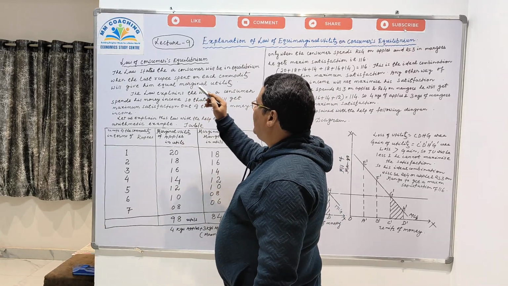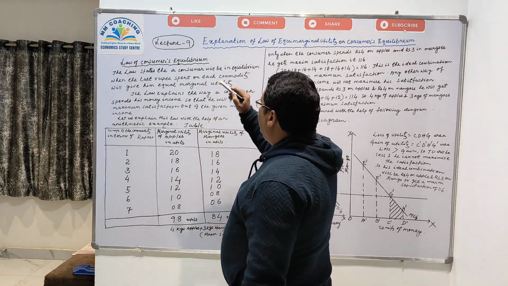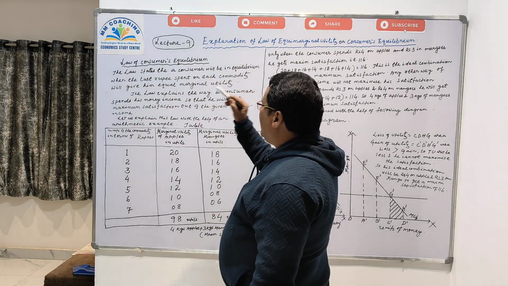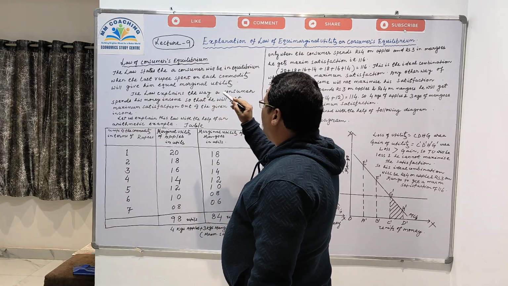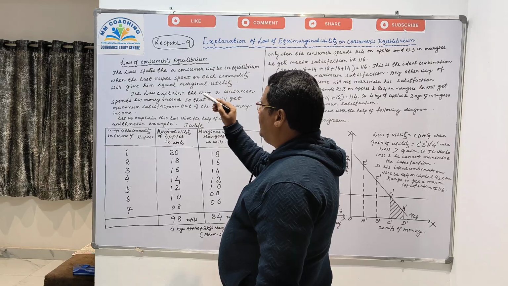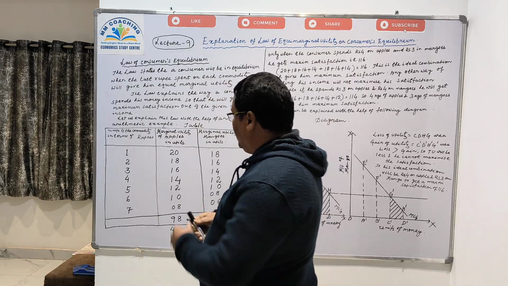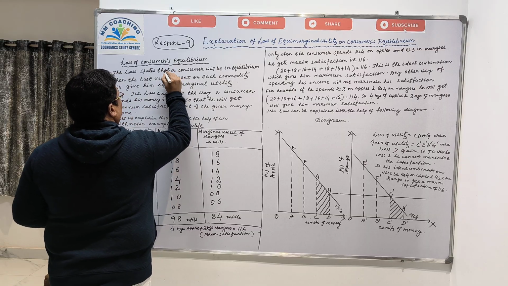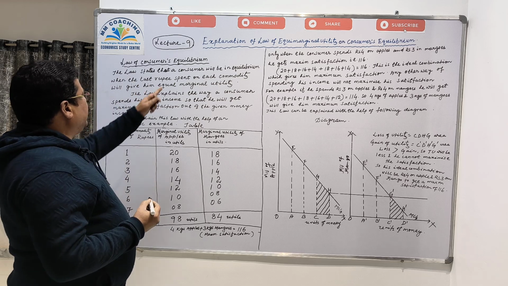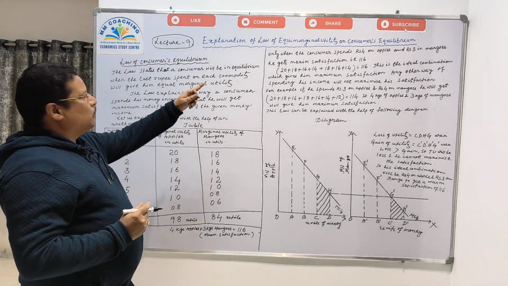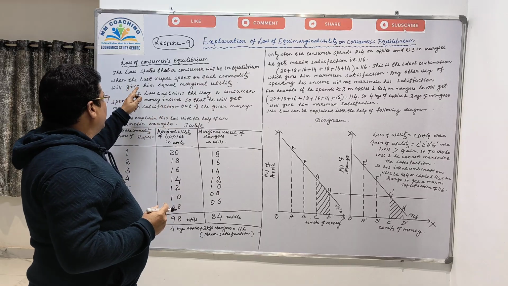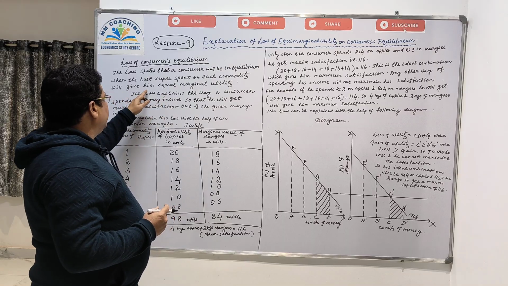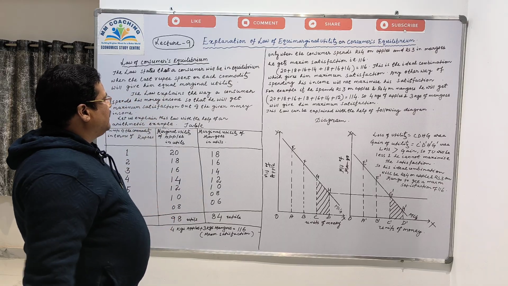The law states that a consumer will be in equilibrium when the last rupee spent on each commodity will give him equal marginal utility.